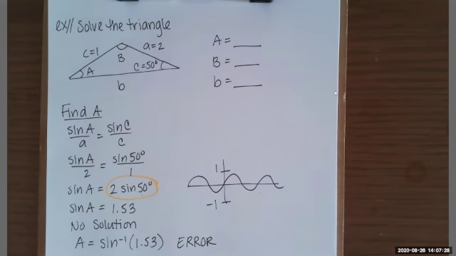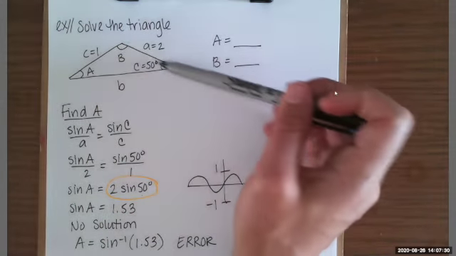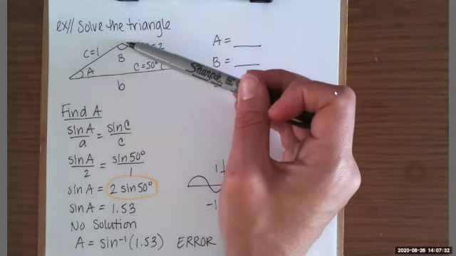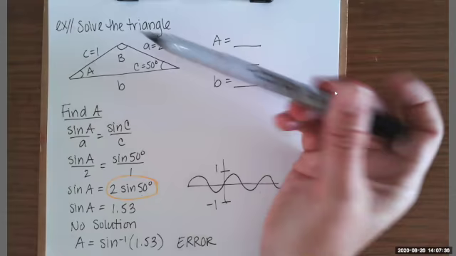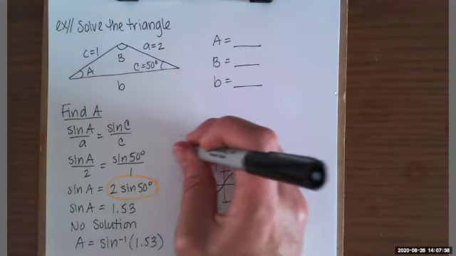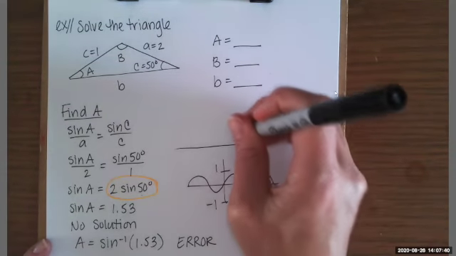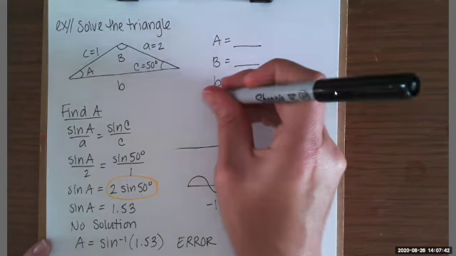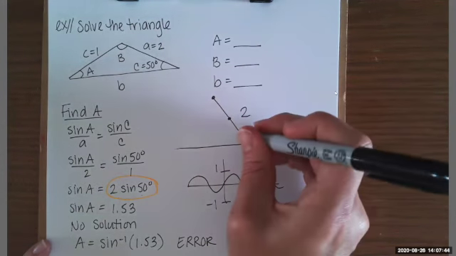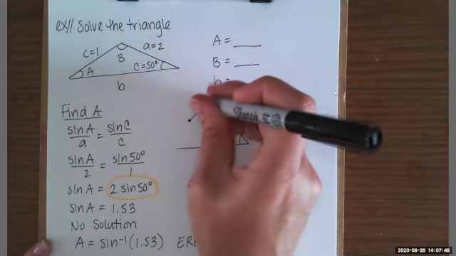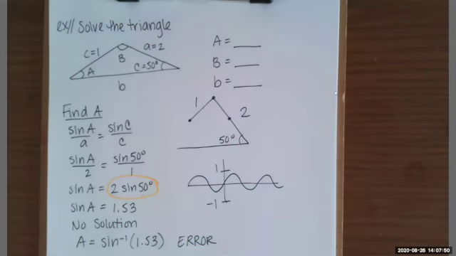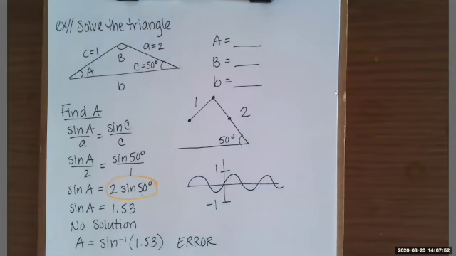Now, if you look at my picture, I have this side labeled as 2 and this side labeled as 1. Clearly, this is not twice as long as this. So if we were to draw this triangle to scale, it would actually look like this, right? This side has length 2. Here's my 50-degree angle, and this side only has length 1. So the information that the problem provided to us actually doesn't form a triangle.